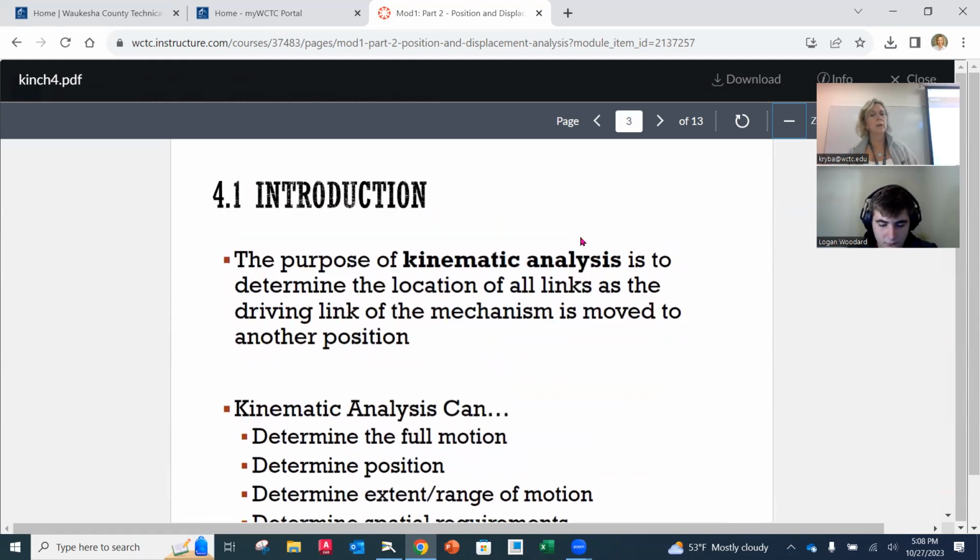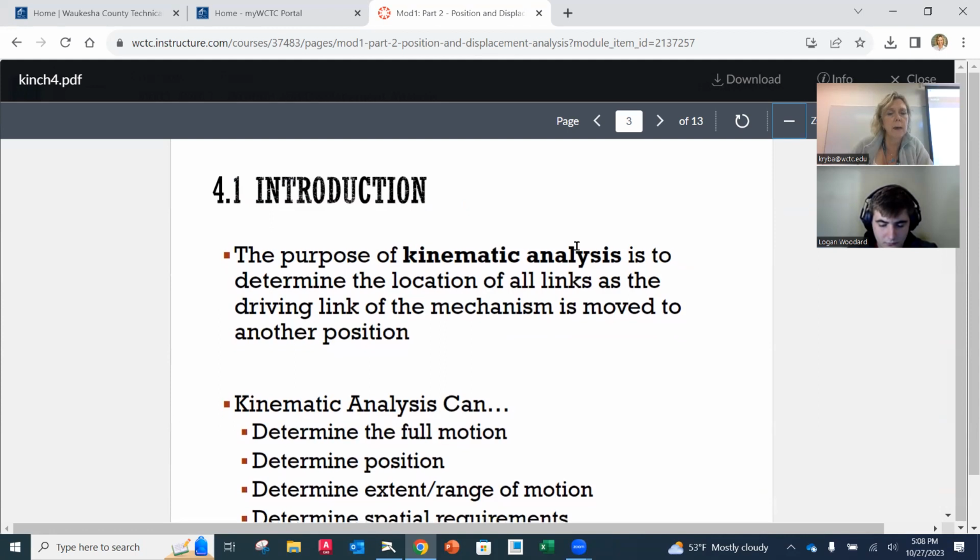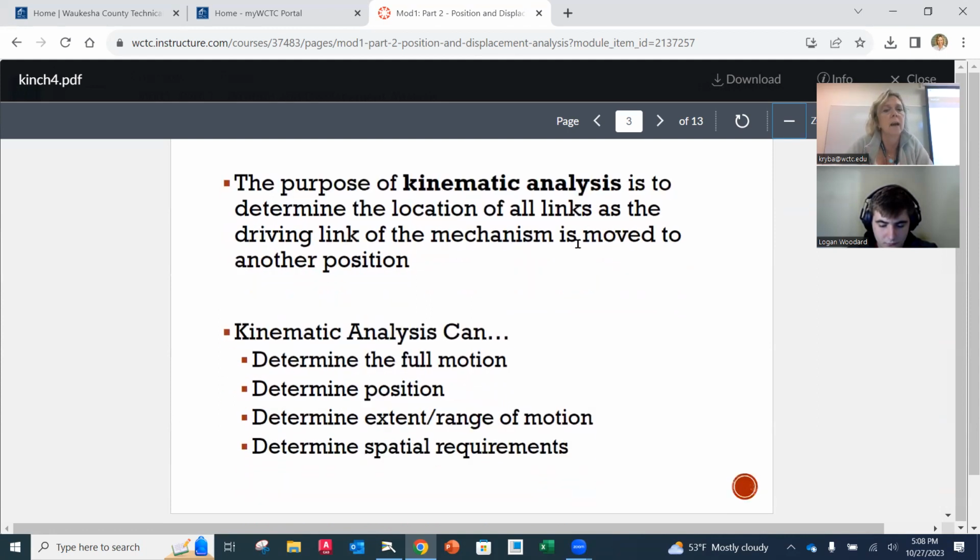Looking here, as we know, kinematic analysis is going to be those first steps in the design process, and sometimes referred to as layout work. So kinematics, again, is going to answer questions like, what is the full motion of the actual mechanism that we're looking at? What is the position when we move one of the links? What happens to the rest of them? What is the extent or the range of the motion? How far is it going to go? How close is it going to be? What's the difference between the two? And then really, how much space do we need to allow for this motion so it doesn't interfere with other elements in the environment that we're designing for?